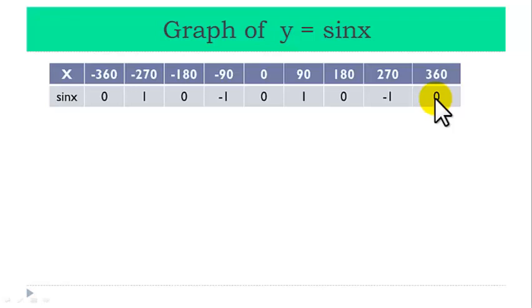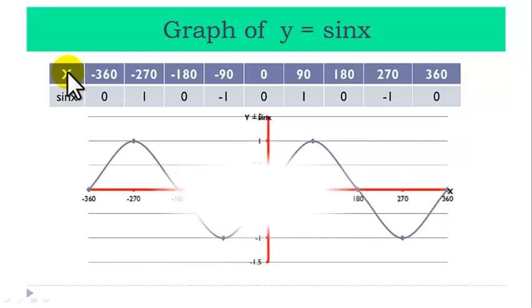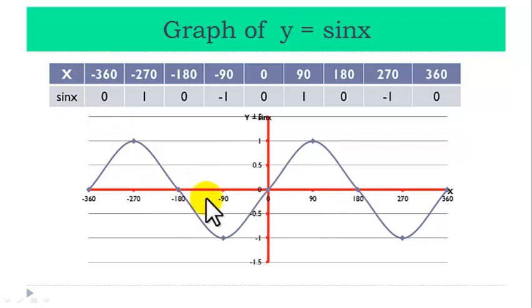Having obtained the table of values for y equals sine x, we can then plot sine x on the vertical axis against x on the horizontal axis. And this is the plot. So this is the graph of y equal to sine x.